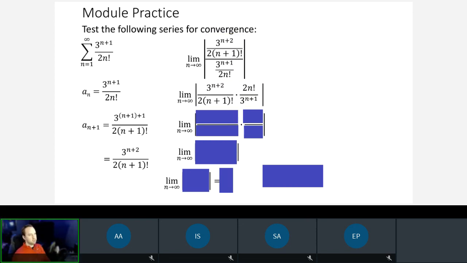All right, so we just do the setup, multiply, and then we just do the maths. I think by now this should be pretty simple to do. What does 3 to the n plus 2 become? 3 to the n plus 1 times 3 to the first, Emily.